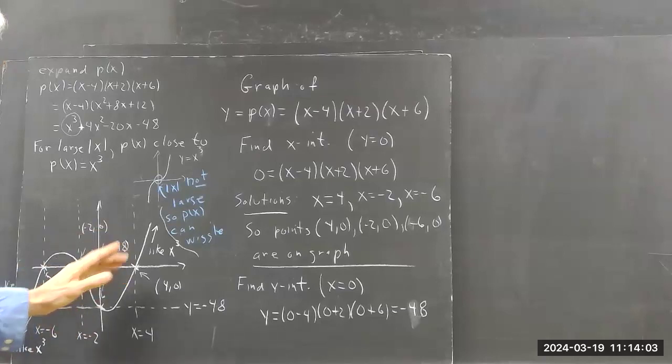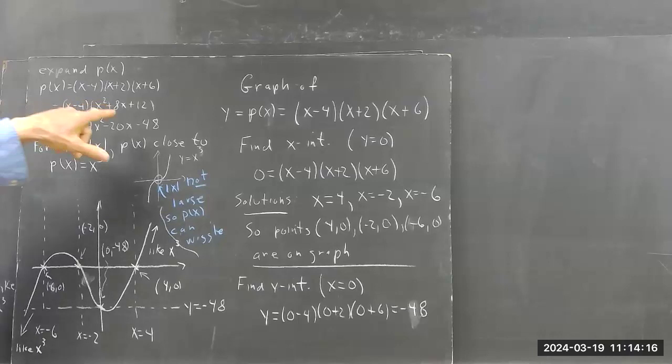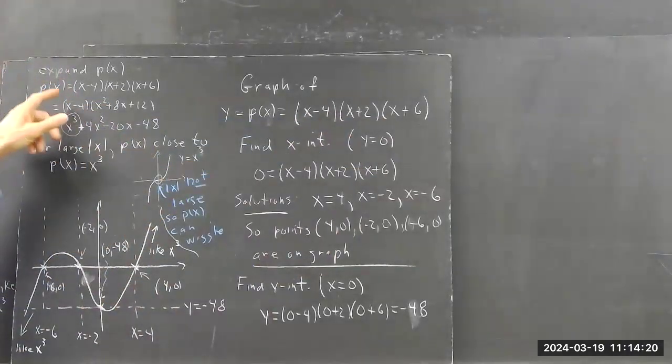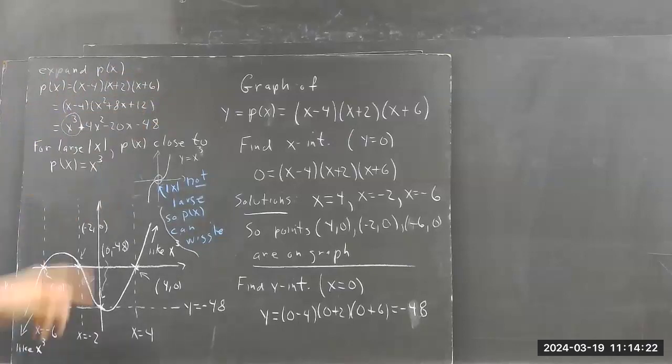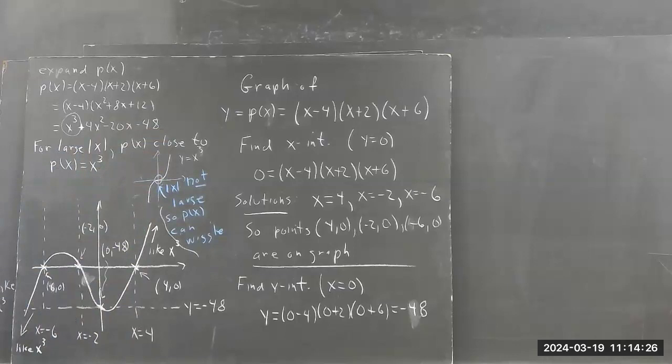The question is, why does it go up like this? Why does it go down like this? And there's an easy enough explanation for that, although it takes a little bit of thinking. First of all, let's just expand this thing. We use the distributive law, we multiply all this stuff out, and we get x cubed plus 4x squared minus 20x minus 48.